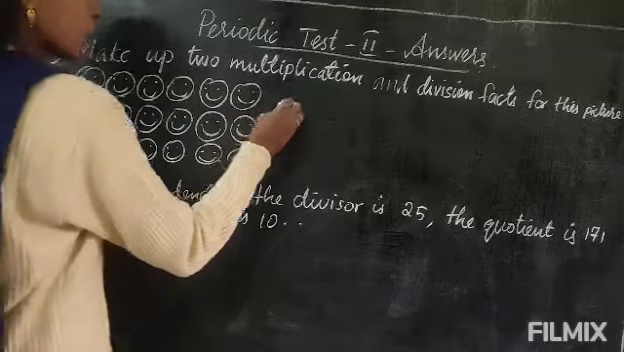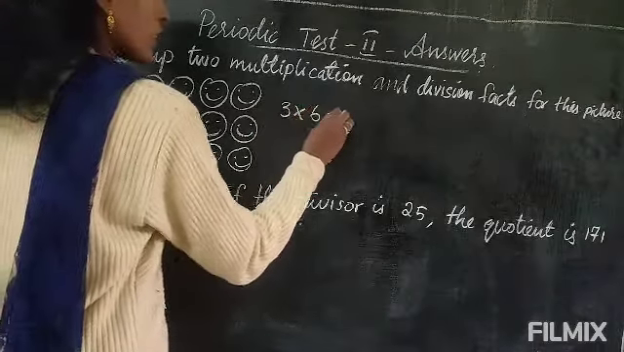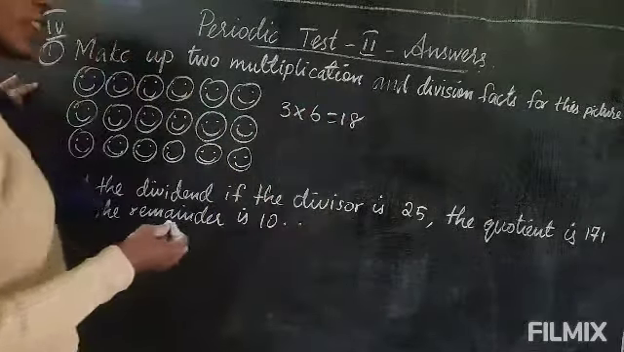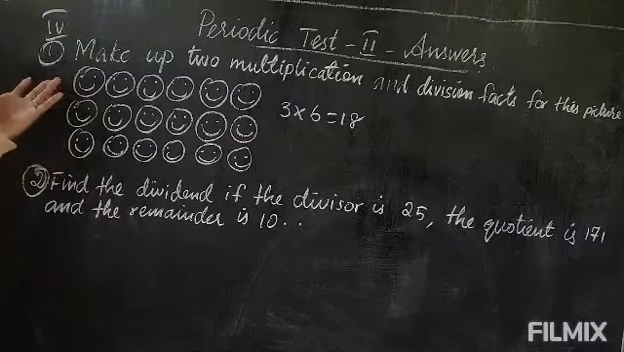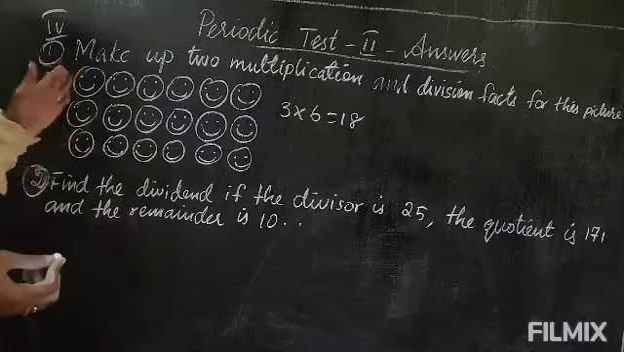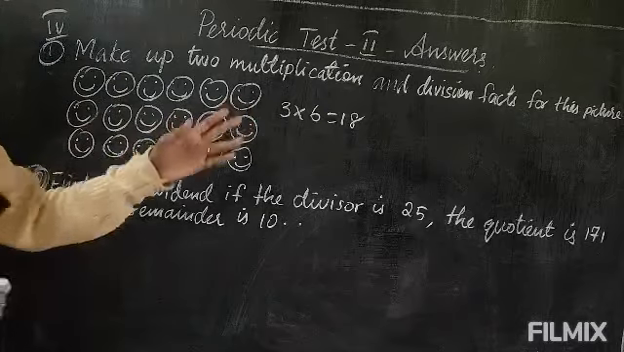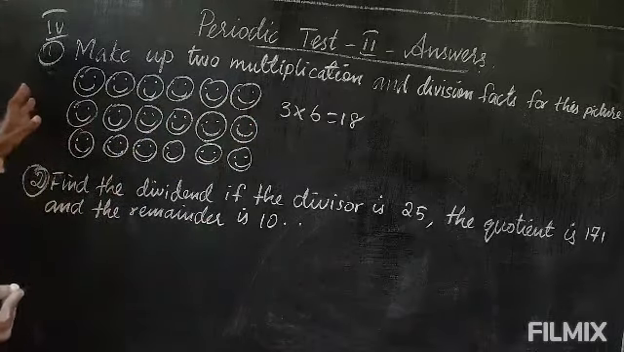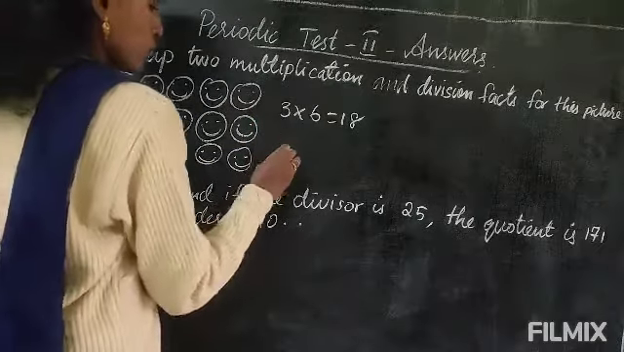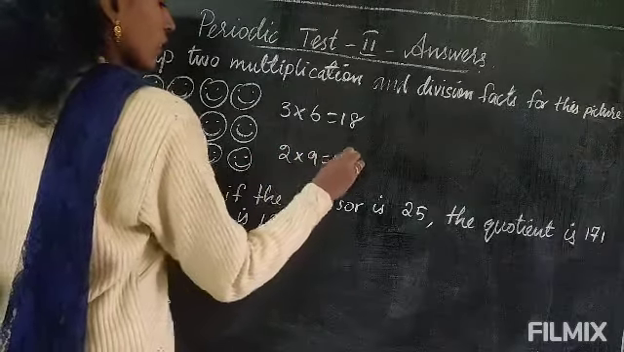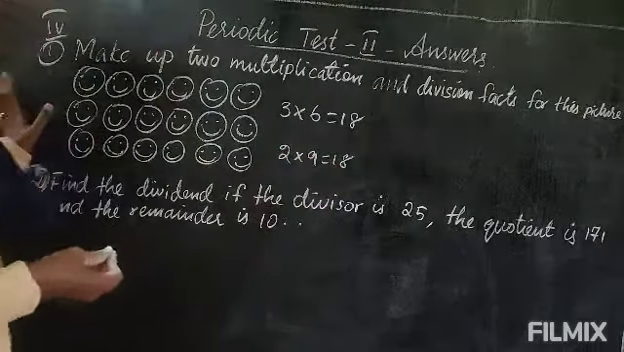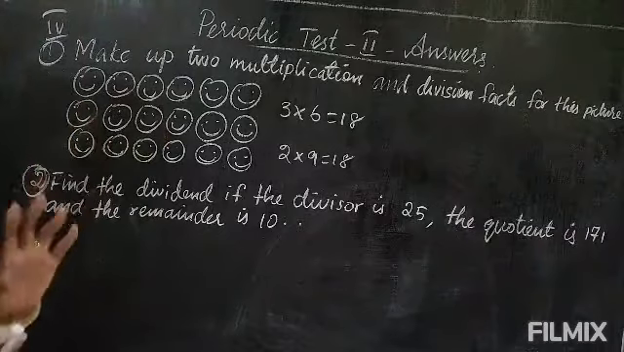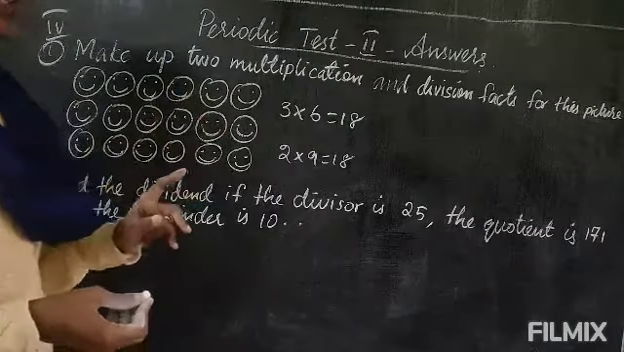So you can write the multiplication fact 3 into 6, 18. By looking at the picture itself we can write. There are 6 in one row and there are 3 rows. So 3 6s are 18. That way you can write. Otherwise you can write 2 9s are 18. Anyway, whatever you can find, wherever 18 comes in the multiplication table, that you can write.